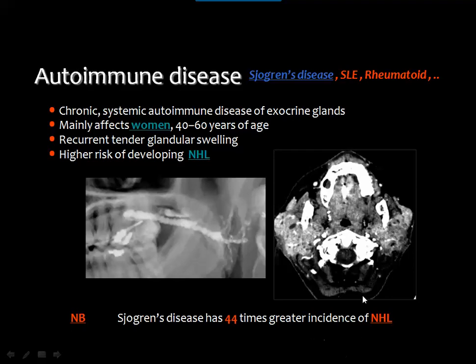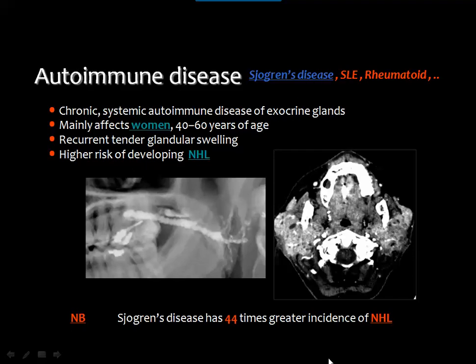Then one of the known diseases in the parotid gland is the autoimmune disease, particularly Sjögren syndrome or Sjögren disease, and also affection of the gland by systemic lupus or rheumatoid disease. This is a chronic systemic autoimmune disease, and it usually affects women at this age group, resulting in recurrent tender swelling of the parotid glands bilaterally, and there is an intimate relation between Sjögren and non-Hodgkin lymphoma.